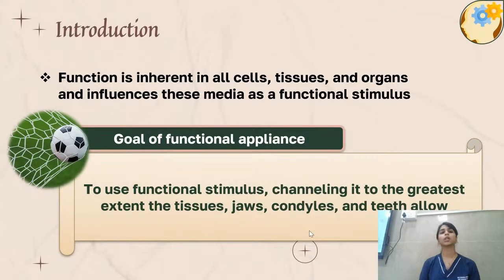Now, as we all know, function is inherent in all cells, tissues, and organs, and it influences these as a functional stimulus. So, the goal of a functional appliance is to use this functional stimulus, channeling it to the greatest extent the tissues, jaws, condyles, and teeth can allow.